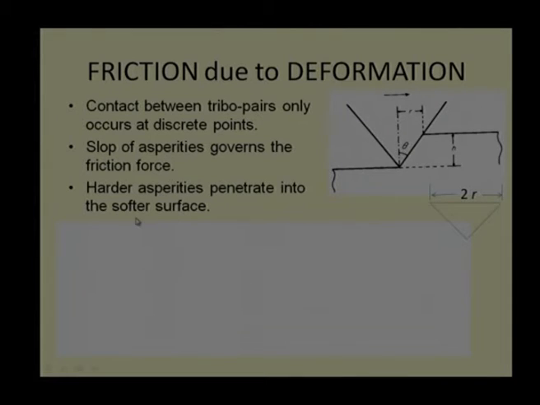In that case, we need to find out the projected area on which the load is applied, and the area on which the tangential force is applied. Then we can calculate what the friction force will be, what the normal force will be, and based on that we can find the coefficient of friction.